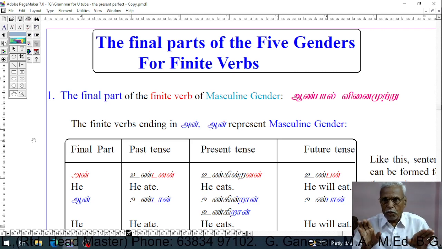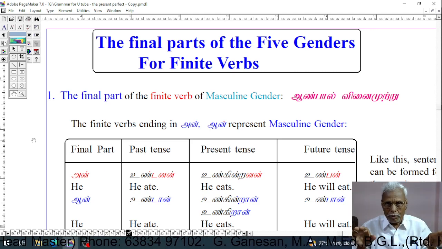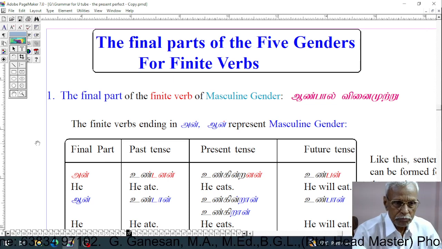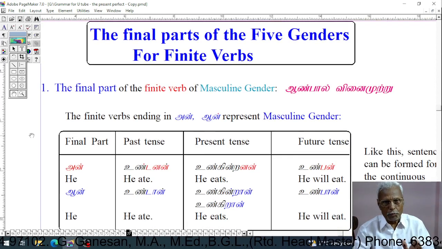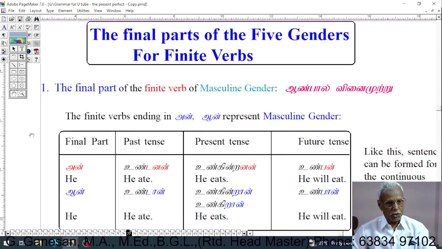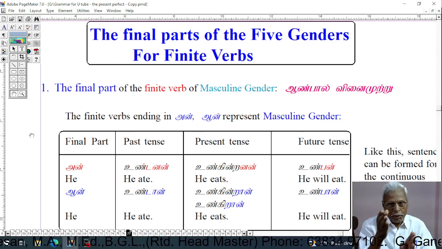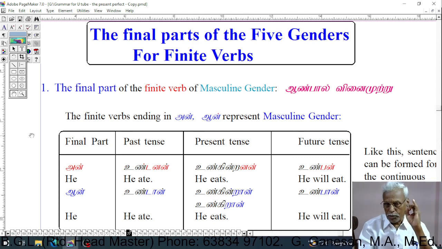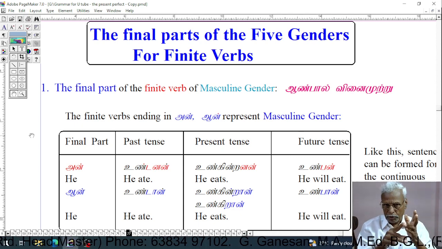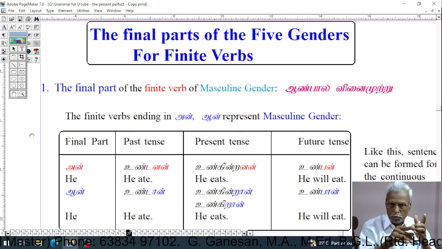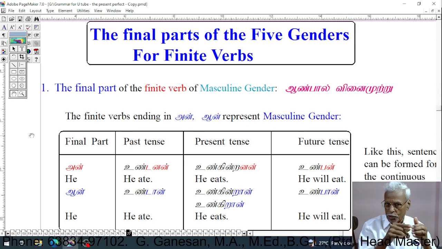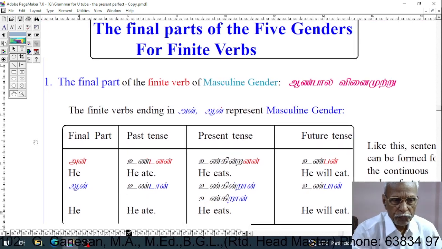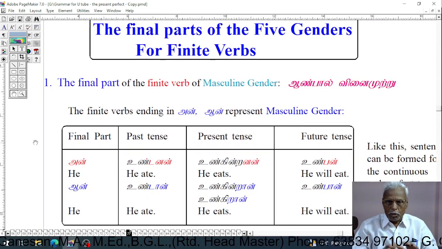The final parts of the five genders for finite verbs we are going to see here. For the first person and second person, singular and plural, we have already seen in the previous two lessons. Now here we are going to see the final parts of the finite verb for the genders: masculine, feminine and human plural, neuter singular, neuter plural. Let us see first the final part of the finite verb of masculine gender.